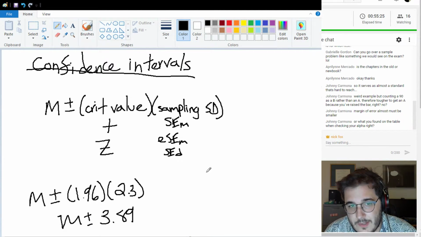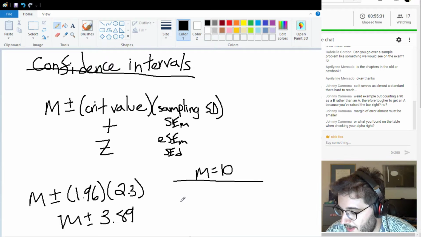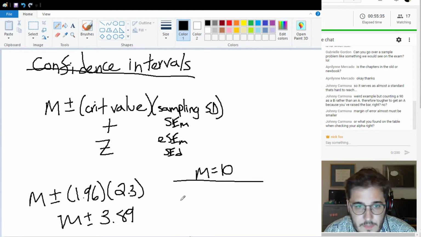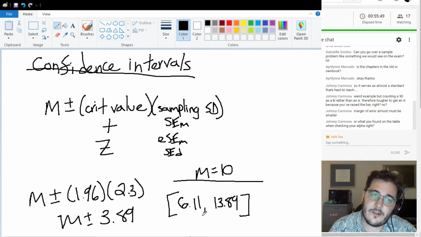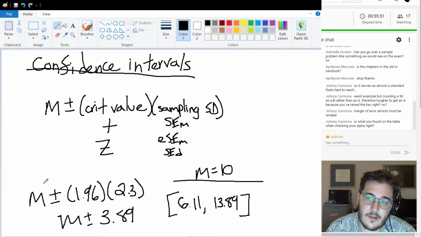So if your mean was 10, then your interval would be 10 minus 3.89, which is 6.11, and 10 plus 3.89, which is 13.89. So this is your interval. This is your confidence interval around your mean.